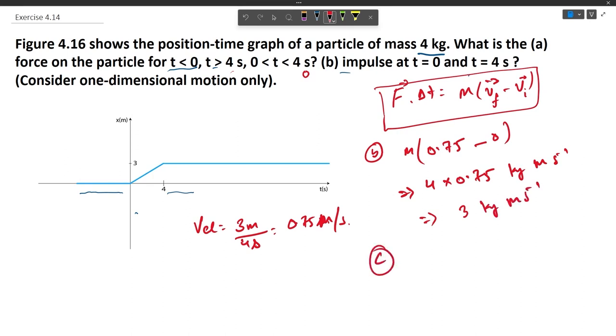Now, it is not the third part, it is just the second part of this B. We have to find out the impulse at time t equals to 4 seconds. At time t equals to 4 seconds, the final velocity is 0 and the initial velocity is 0.75 meter per second. So it would be 4 multiplied by 0 minus 0.75, and that would be given as minus 3 kg meter per second.